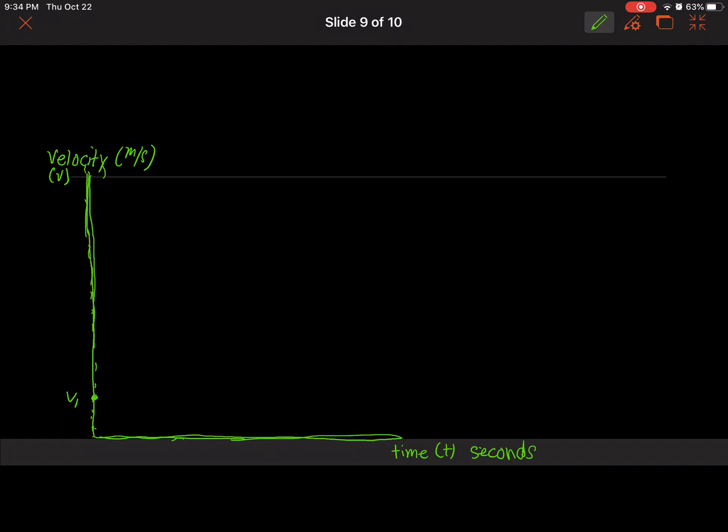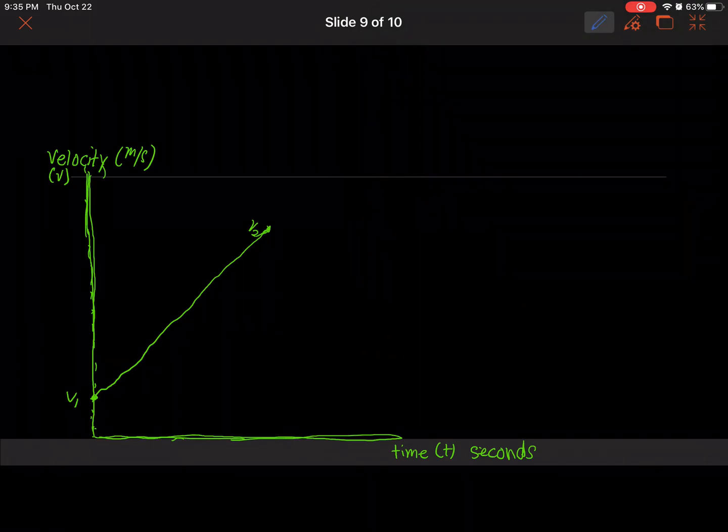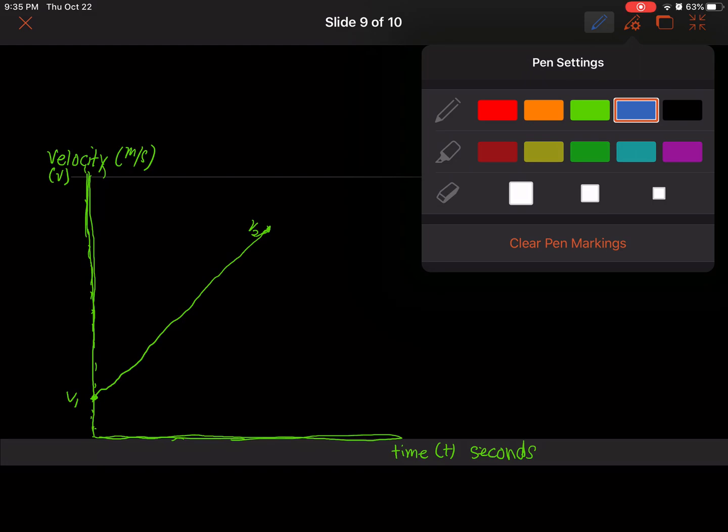So as you know, acceleration is the slope. So let's say my final speed is v2. This is where I stop my analysis, and I connect this dot. Let's assume that acceleration here is constant, very important fact. If not, then you're going to need calculus to solve this.